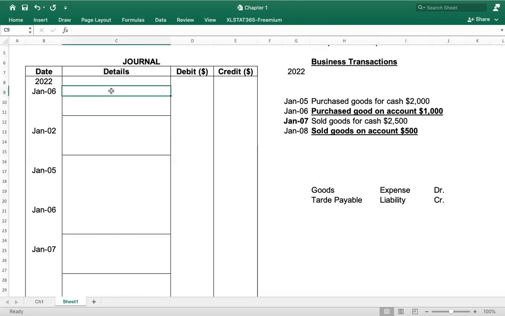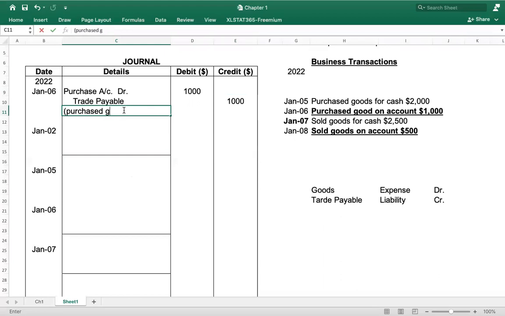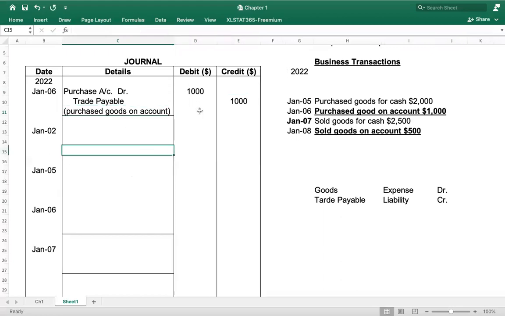So now I am going to record this, Jan 6th. Which is the debit item? Tell me. The debit item is goods, but in this case it's going to be purchase. Excellent. Purchase account debit. And the credit item is which one? Trade payable. Payable means I need to pay the money to that person. So the amount is how much? $1,000 and $1,000. I hope it is clear. Yes, it's clear. So narration: purchase goods on account. Done. Any doubt, any problem?